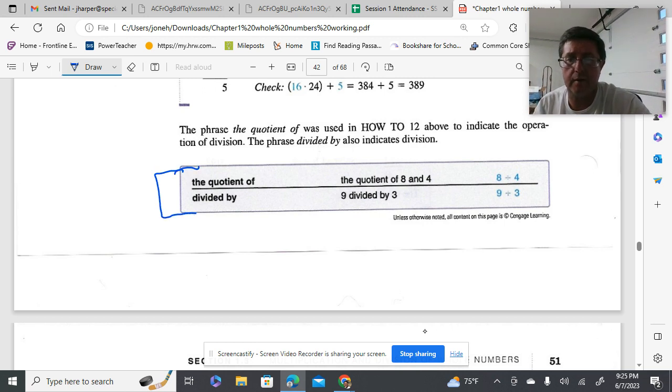I will add this into the guided notes. The quotient of is how you say the quotient of 8 and 4. That means 8 divided by 4. Or it might say divided by. But if you see the word quotient, it's going to be talking about a division problem. And if it says 9 divided by 3, well, that means you're going to divide.